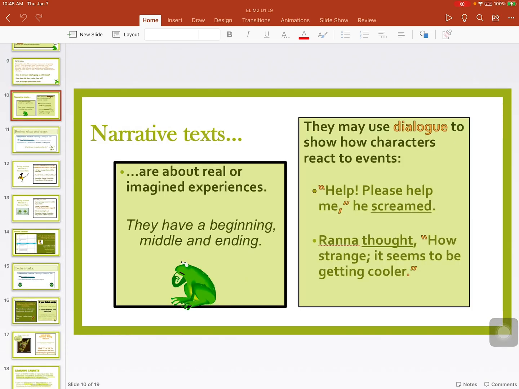So, narrative texts are about real or imagined experiences. They have a beginning, a middle, and an end. They may use dialogue to show how characters react to events. "Help! Please help me," he screamed. Rana thought, "How strange, it seems to be getting cooler."